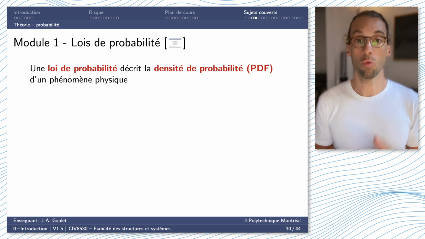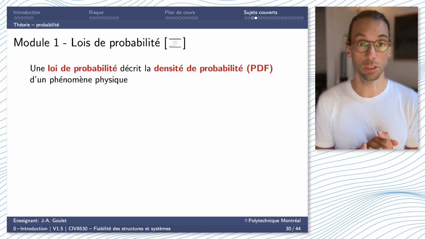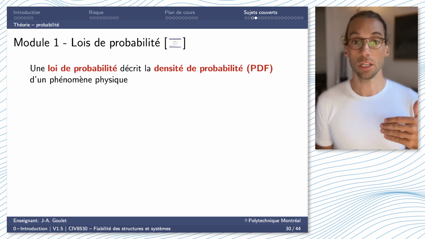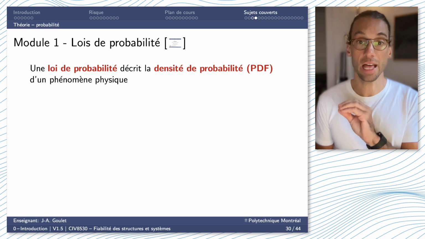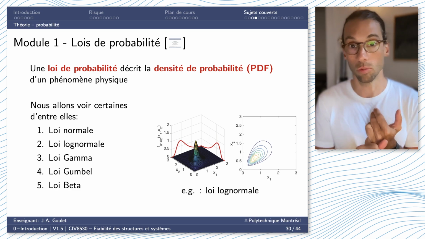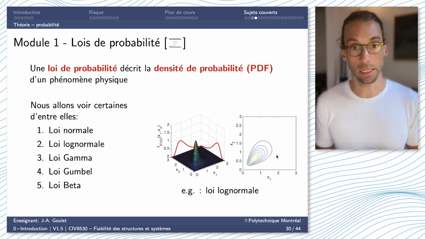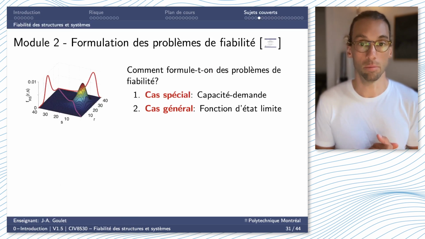In module 1, we're going to cover the basic probability densities, or laws of probability, for random variables that are going to be used in the context of reliability. A probability law will describe, in the context of reliability, most often a probability density function that represents the relative plausibility of obtaining different values for a physical phenomenon. Those we're going to cover are the normal or Gaussian distribution, log normal, the gamma, the Gumbel, and the beta. And we can see here an example of either a marginal or multivariate probability density function for, in this case, a log normal distribution. We're going to see all of them in module 1.